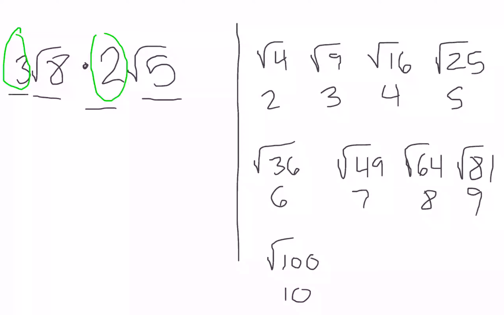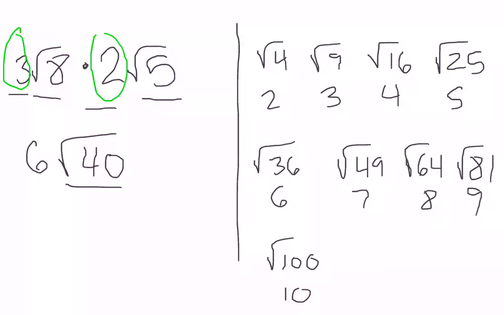So I'm going to do 3 times 2, which will be 6, and 8 times 5, which will give me 40. So now that I have this right here, I've successfully multiplied my radicals together, but it could be a little bit simpler. So we are going to simplify radical 40.